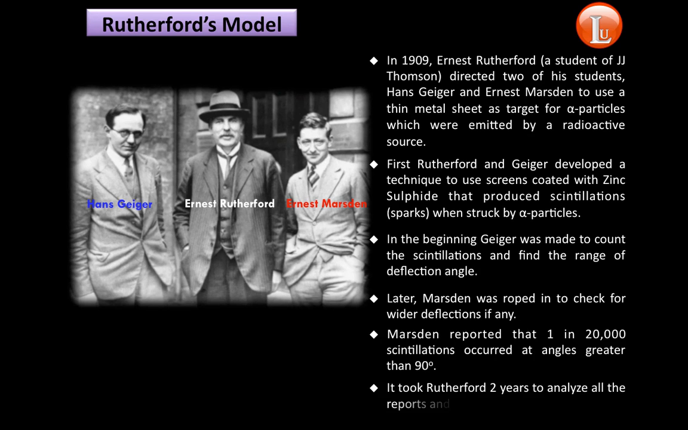2 years later, in 1911, Rutherford presented his analysis of the observations, leading to what is known as Rutherford's atomic model. Now let's understand the Geiger-Marsden experiment.